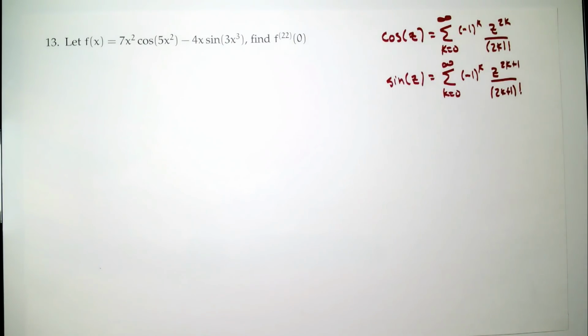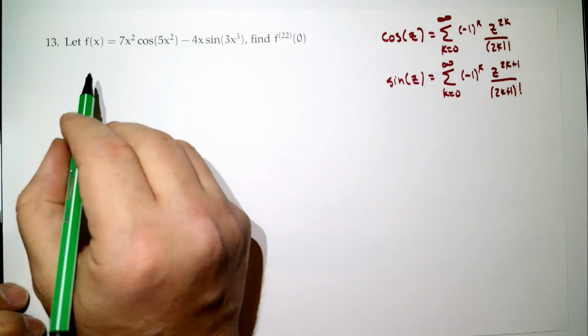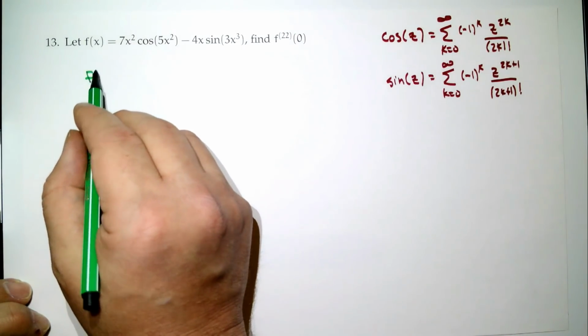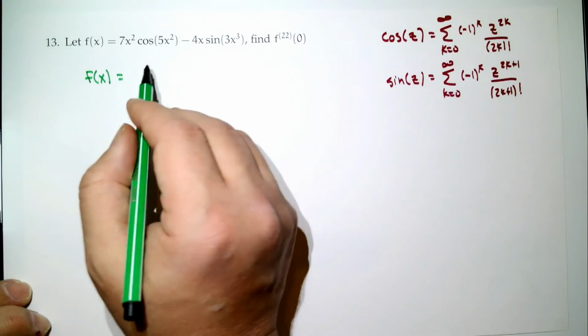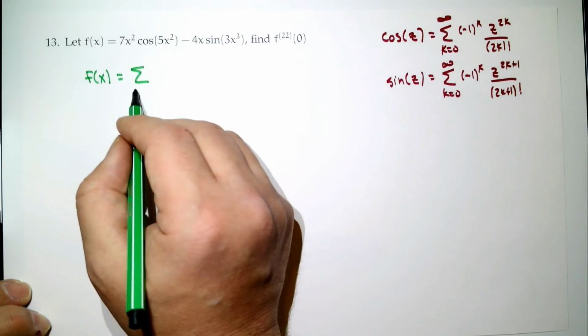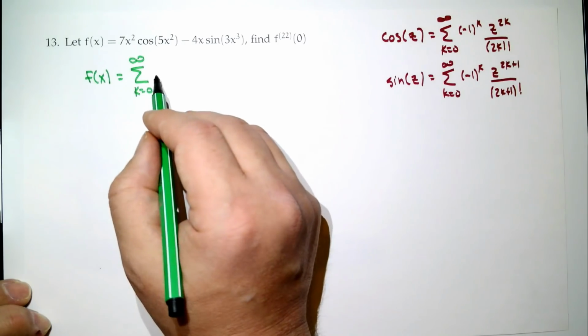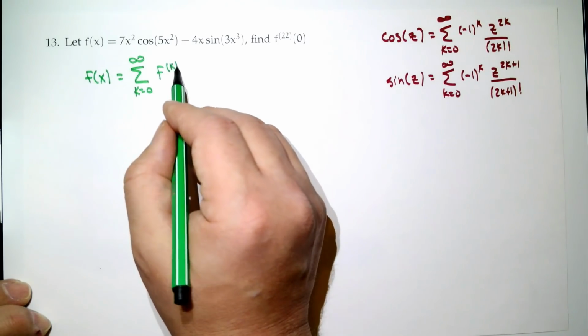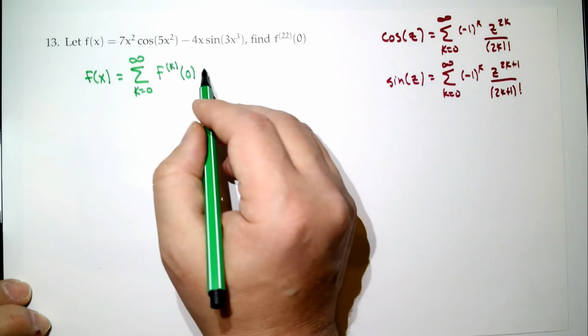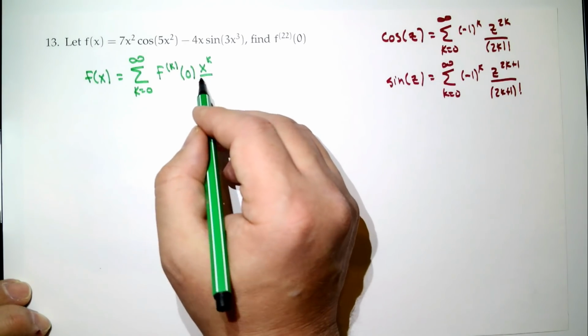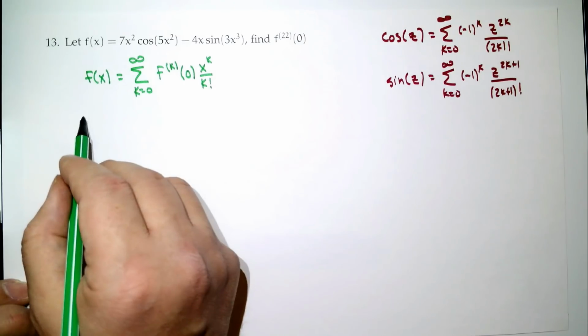So we're just going to start and say, all right, two things. First off, I'm going to recall that f of x has this generic expression: sum k equals 0 to infinity of the kth derivative evaluated at 0, x to the k over k factorial. We're going to come back to this in a moment.